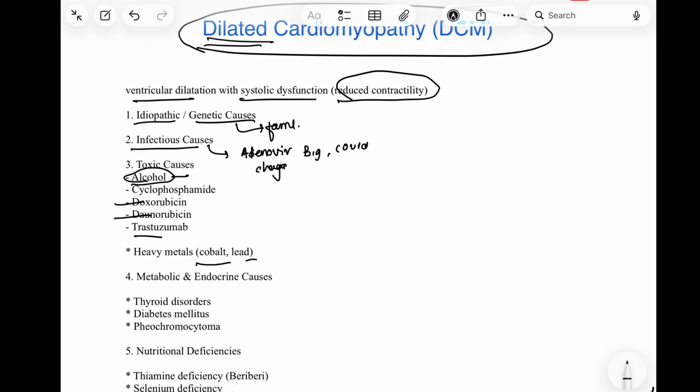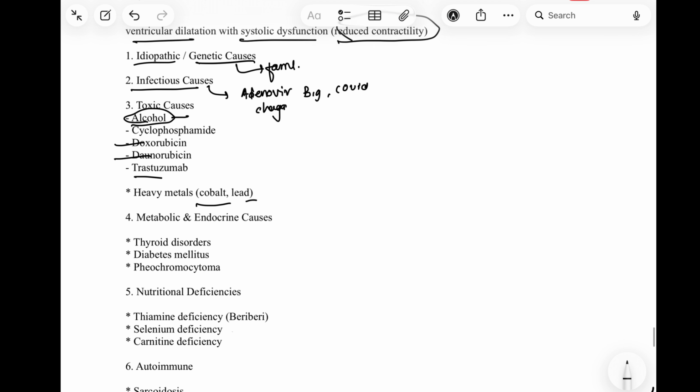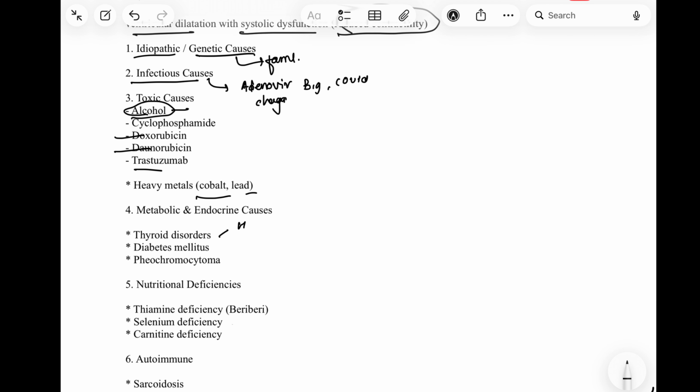Then the metabolic and endocrine causes. Now understand the thyroid disorders, hypo and hyper. Both these conditions are associated with dilated cardiomyopathy, right? So whenever there is a question, they will definitely ask you about hypothyroidism, hyperthyroidism, pheochromocytoma and all of the above. In the question they will definitely put these three options, hypothyroidism, hyperthyroidism and pheochromocytoma, and all of the above, and the answer would be all of the above, right?